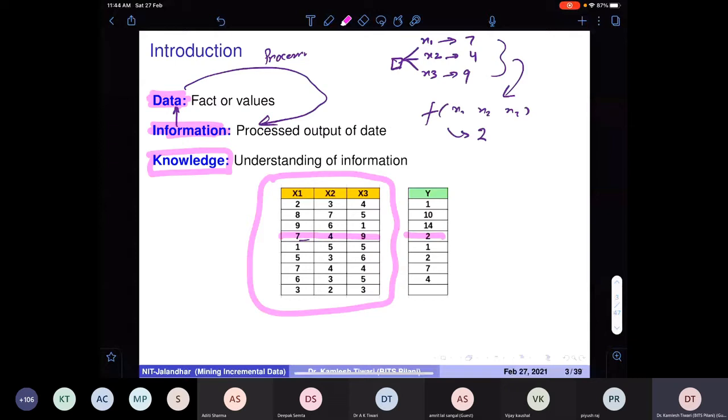Maybe you can think that there is a house, and in that house, 7 could be the area. For example, 7 is multiplied by something and divided by, for example, 100, giving the square meter of the house area. What could this 4 be? How many rooms are there? This 9 could be some other thing. Maybe some other properties are there. Using these properties, you come up with this kind of value, for example, 2.